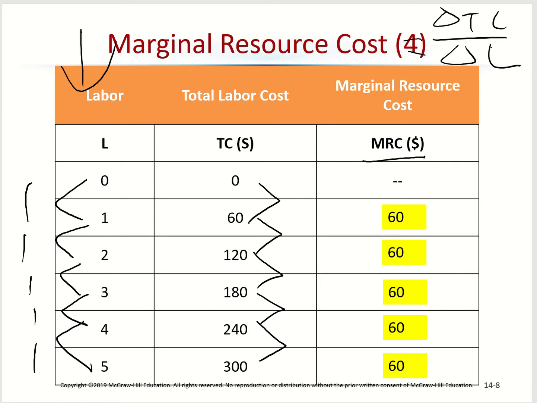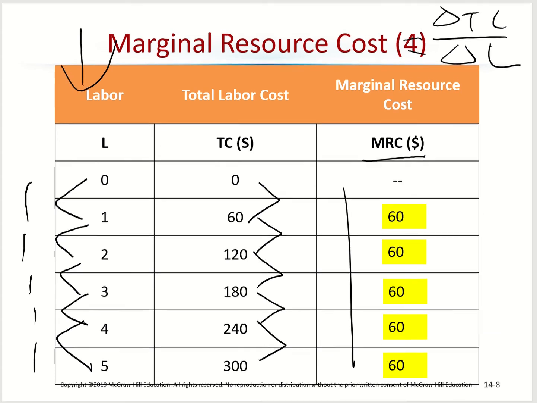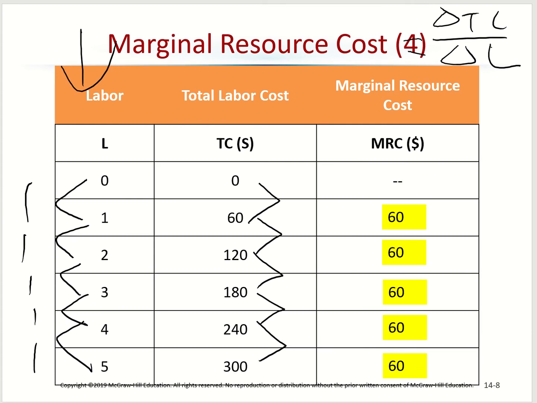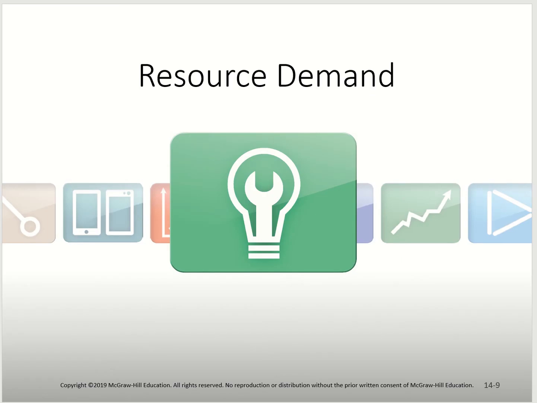For the first level, from 0 to 60 is 60, divided by 1 is 60, and then 60 to 120 is 60, divided by 1 is also 60, and this entire column here is all 60. So that's how much it costs you to hire one more worker. That's your marginal resource cost. And then next, what's the resource demand?